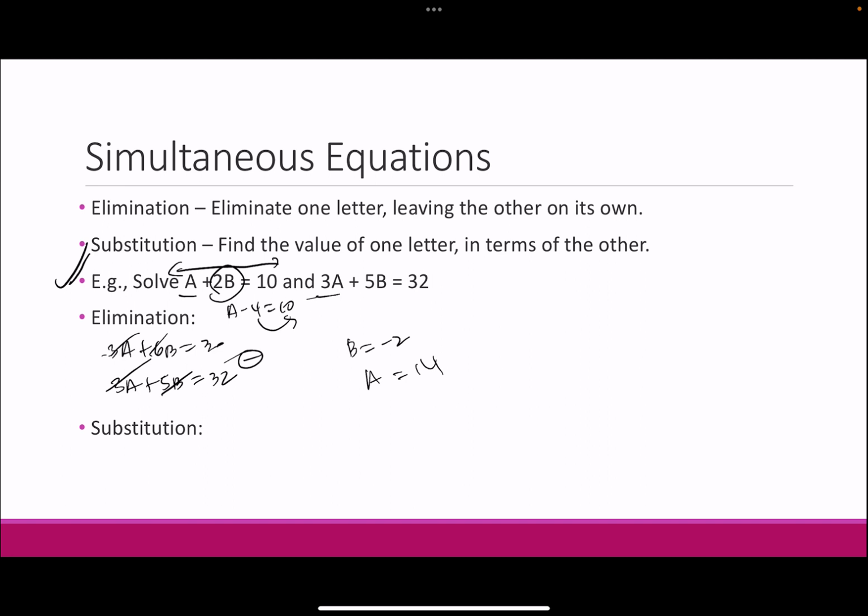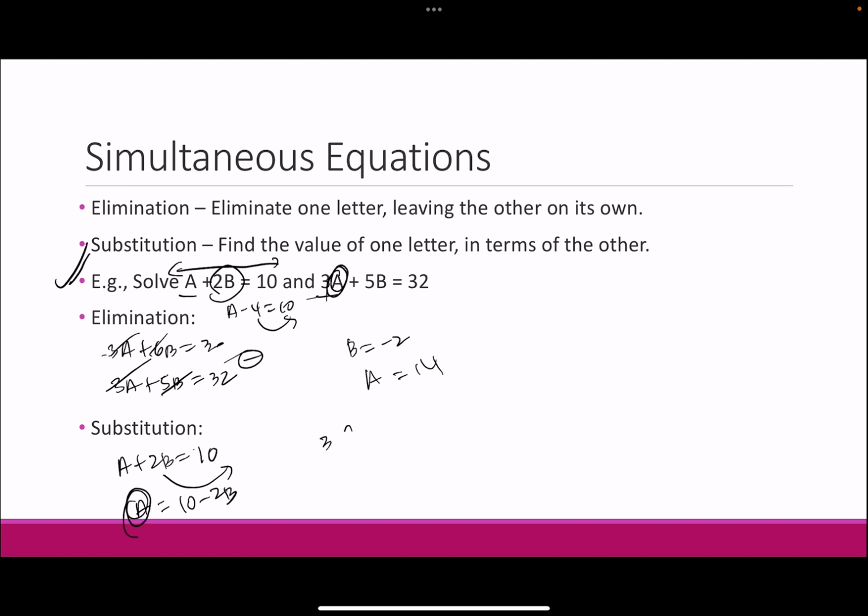Now substitution. We're going to start with one equation at a time. So I'm going to move the 2b over. In this first equation, I'm going to move the 2b over. Now I know what a is in terms of b. So this is what I mean by find one letter in terms of the other. And when I do this, I'm going to sub this value of a into here.